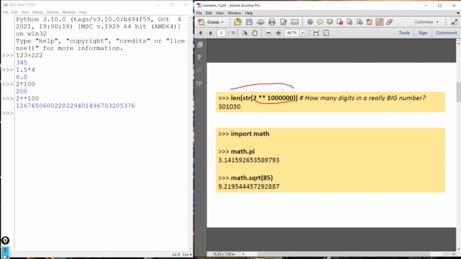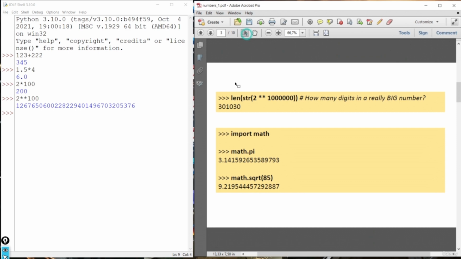What do we do here? We first convert the calculated number to string. Then, using the len function, we calculate the number of characters inside the string. Each character here is a digit. So, as you see, the result will be almost 300,000. Okay, there are 300,000 digits inside this large number.